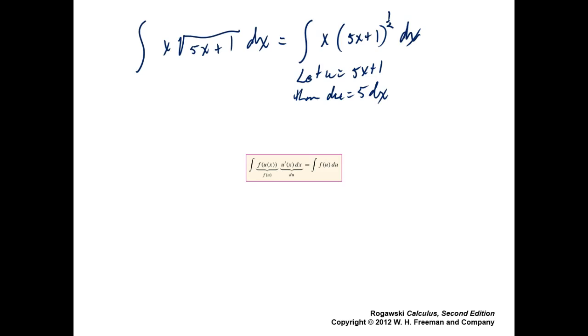Well, we don't have a 5 dx, do we? We have a dx, but not a 5 dx. So one thing we might choose to do is divide this by 5. That will give us just a dx. But Houston, we still have a problem, don't we? Because you got that x in there.